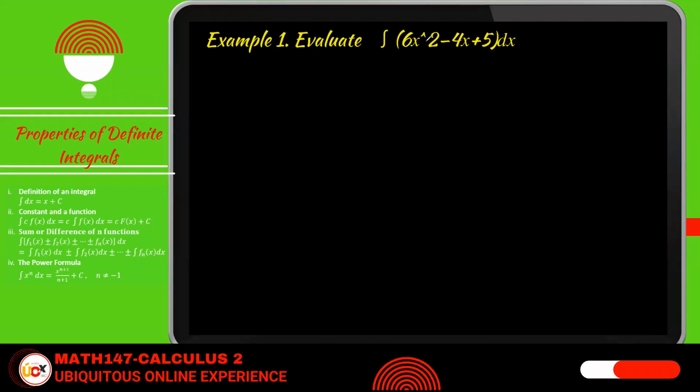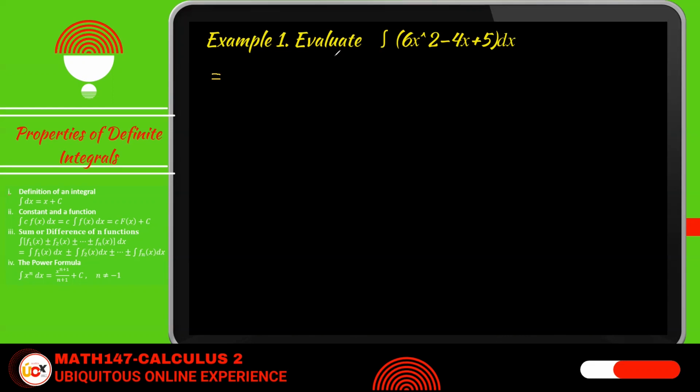Suppose we are asked to evaluate the integral of 6x squared minus 4x plus 5 dx. Because this integrand contains 3 terms, you can apply formula number 3, which states that the integral of the sum or difference of n functions is equal to the integral of the first function times dx plus or minus the integral of the second function f sub 2 of x dx, and so on and so forth, up to plus the integral of the last function, which is f sub n of x dx. Or you can apply the distributive property. You distribute the integral sign together with dx.